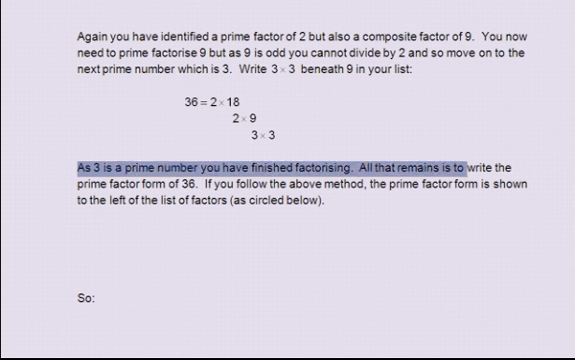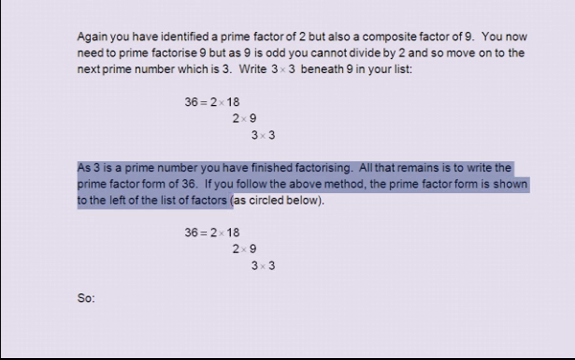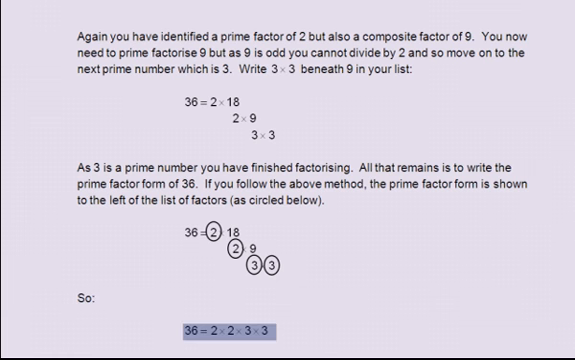All that remains is to write the prime factor form of 36. If you follow the above method, the prime factor form is shown to the left of the list of factors, as circled here. So, 36 equals 2 multiplied by 2 multiplied by 3 multiplied by 3.